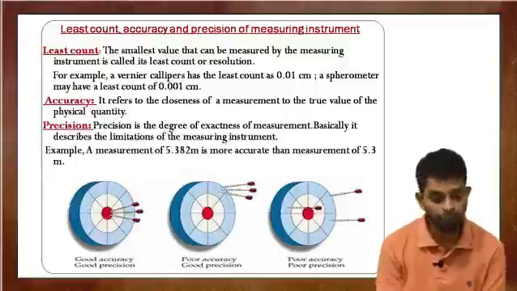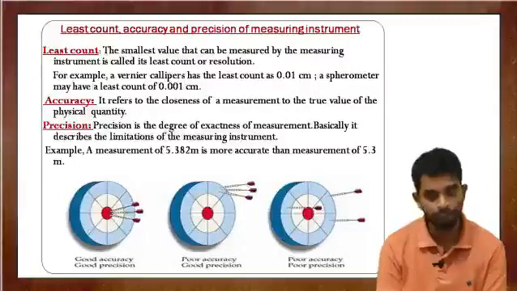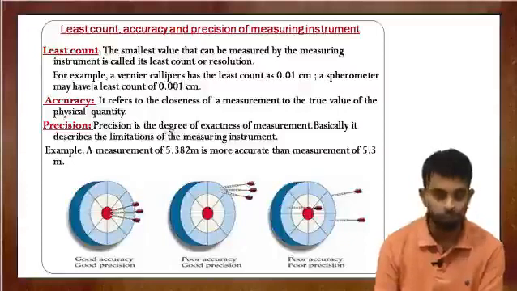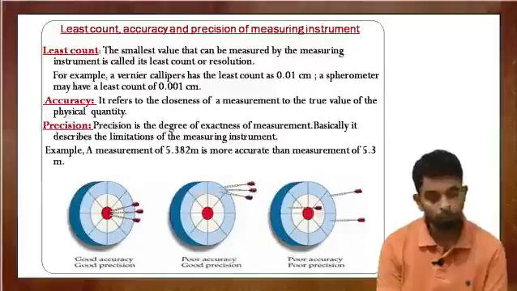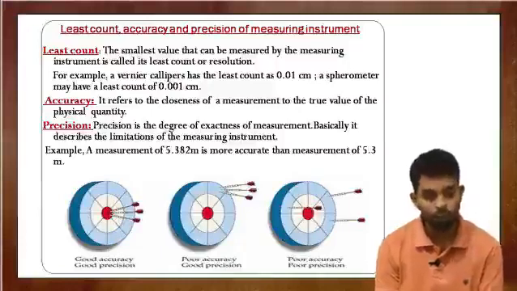So, in this diagram, say a measurement of 5.382 meter. One student is measuring a length of 5.382 meter, and then another student is measuring the same length, say 5.3. It means the first student makes a more precise or more accurate measurement. This is because it's 5.382.